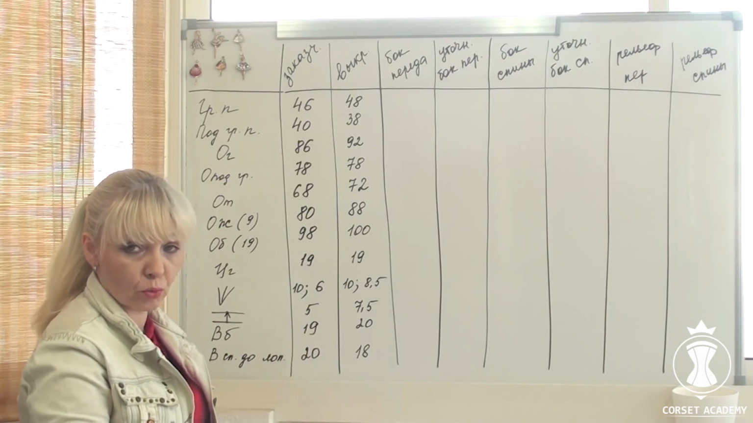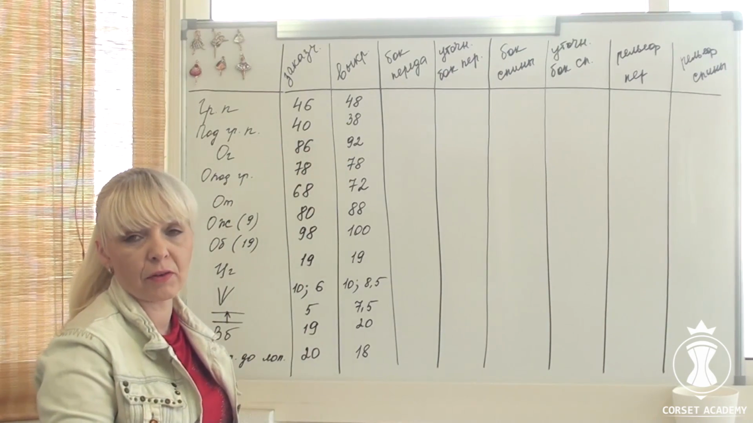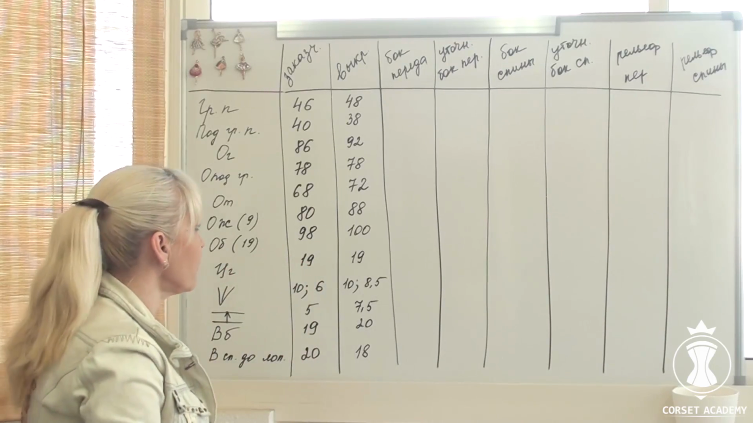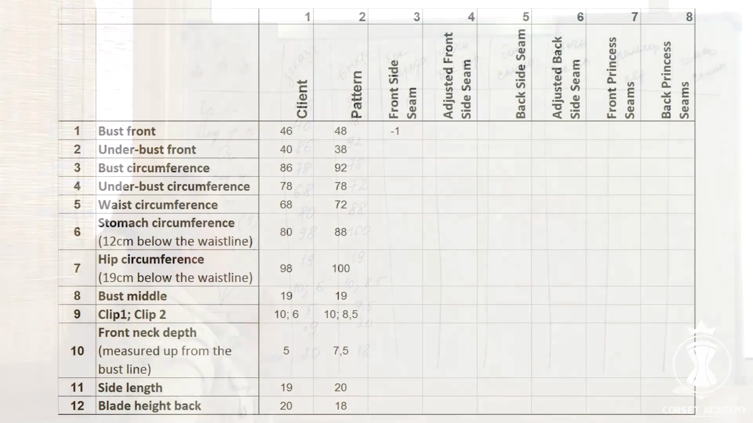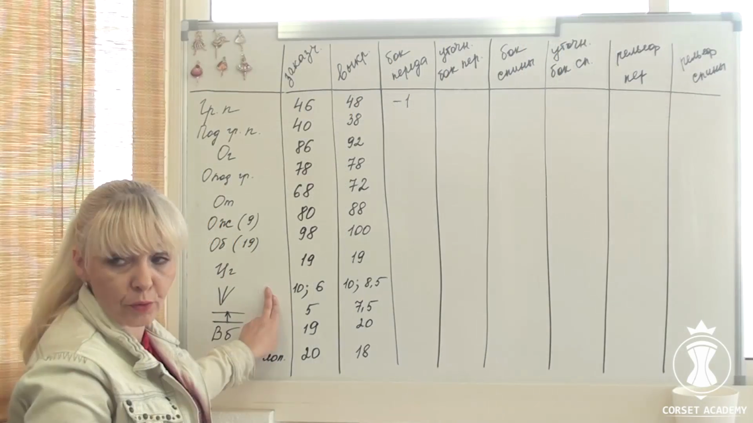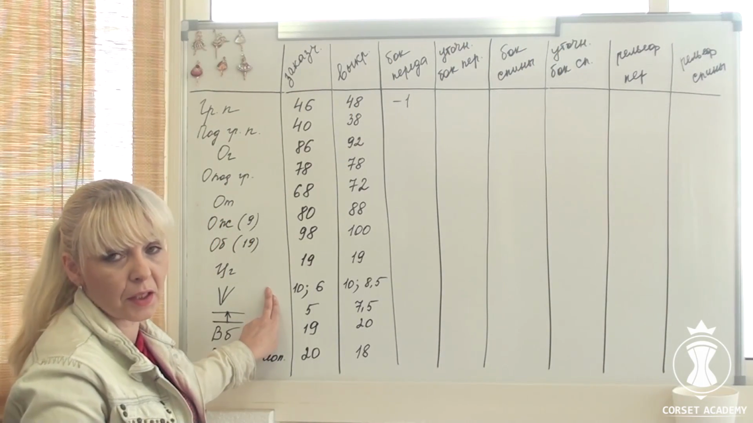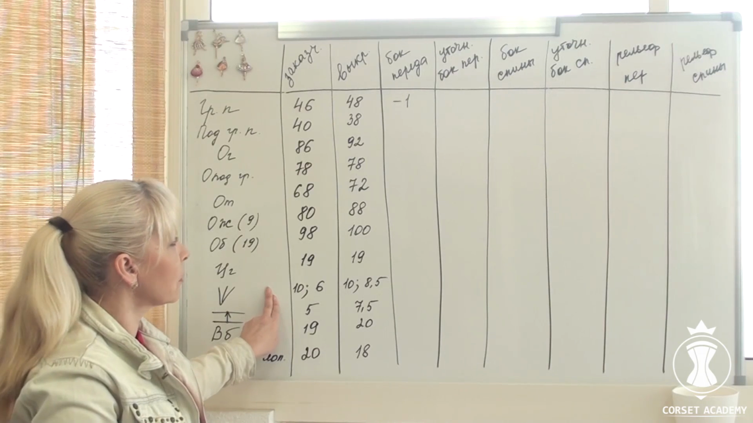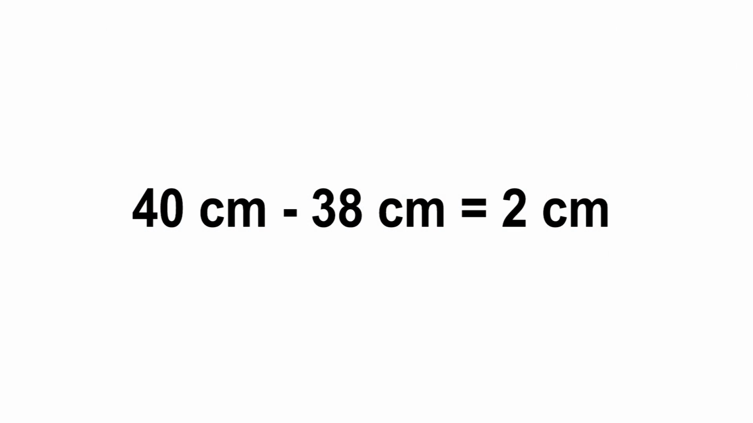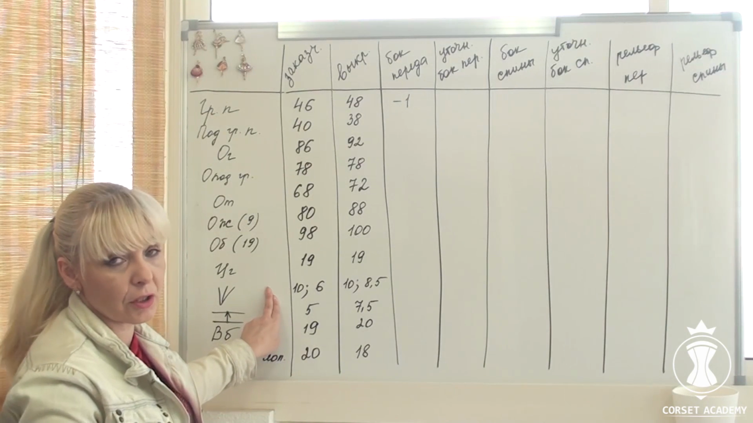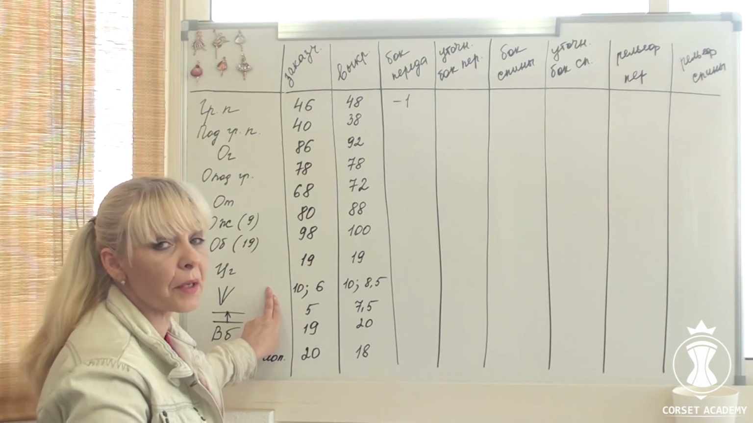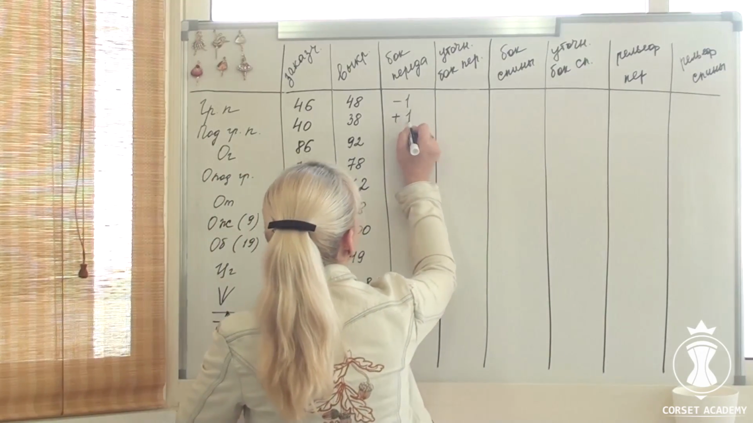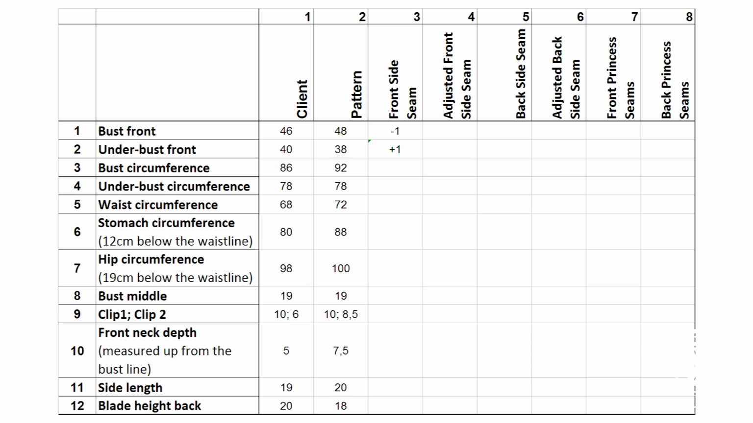I divide the value in half because there are 2 side seams. As the result, I need to remove 1 centimeter from either side of the pattern. Under bust front is 40 centimeters on the client and 38 centimeters on the pattern. 40 centimeters minus 38 centimeters equals 2 centimeters. This time, the pattern is 2 centimeters smaller than it should be. I divide the value in half. As the result, I need to widen the pattern by 1 centimeter from either side.